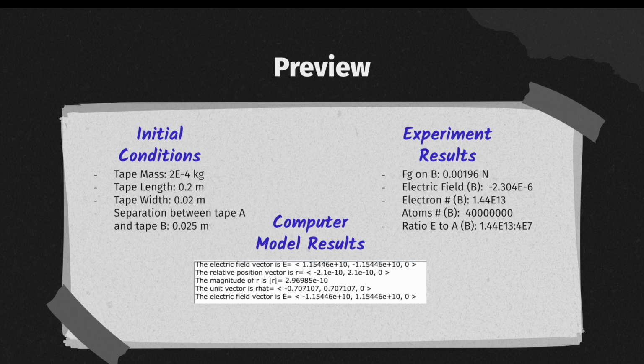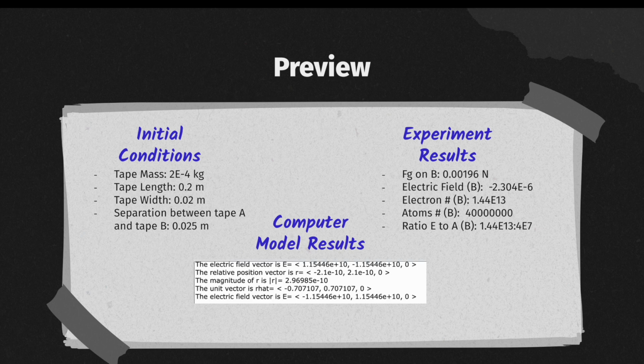Preview: the initial conditions of the tape were as follows. The mass was 2 times 10 to the negative 4th kilograms, the length was 0.2 meters, the width was 0.02 meters, and the final separation between tape A and tape B after they were both charged was 0.025 meters. And then as you can see on the right, we have the experiment results. We calculated the gravity, the electric field, the electron amount, the atom amount, and then the ratio of electrons to atoms. And then finally, we have our computer model results.